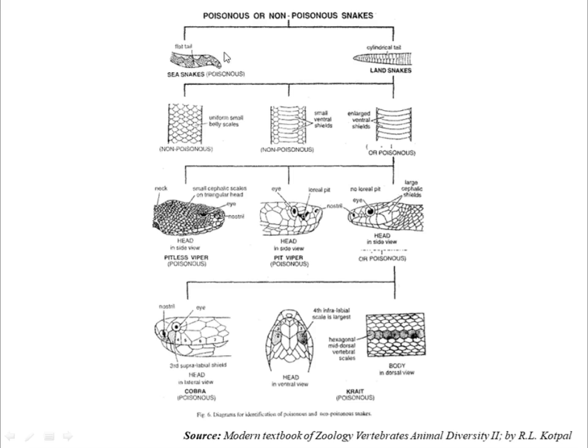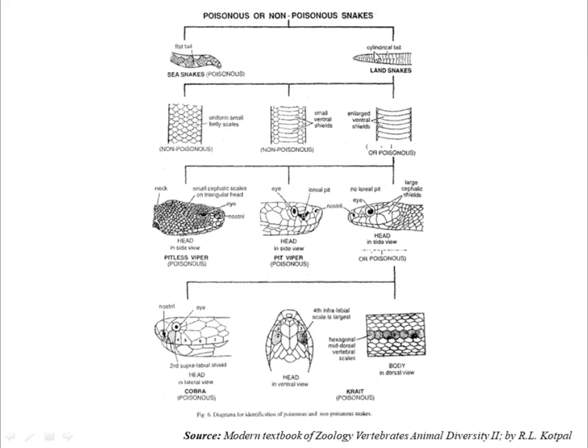If the tail is laterally compressed, as you can see in this diagram, or as it is written here, it is flat and not tapering at the end, then the snake is venomous or poisonous, and it is a characteristic feature of sea snakes. So sea snakes are always poisonous.